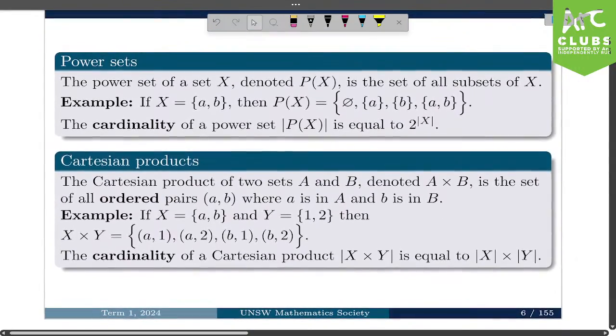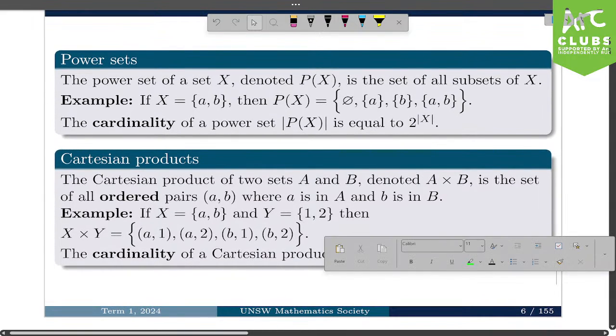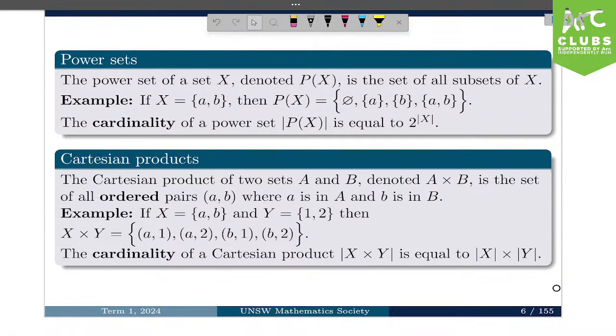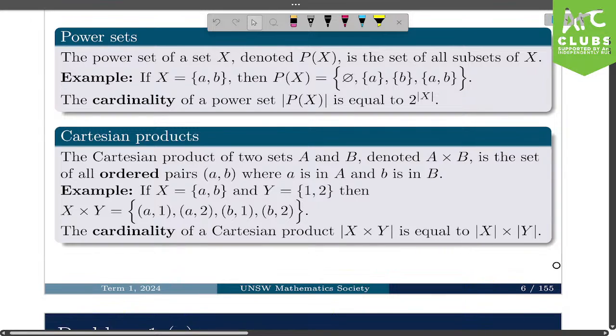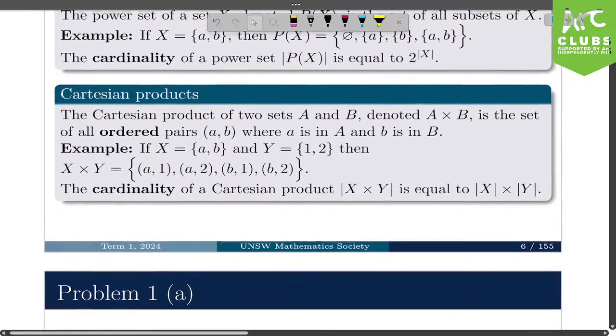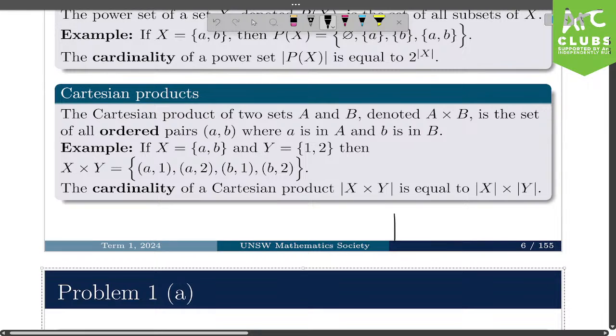Another thing that you might want to know is the Cartesian product of 2 sets. It's denoted A times B, and it's the set of all ordered pairs (a, b), where a is in A and b is in B. As an example, we've got these 2 sets: X has the elements A and B, and Y has the elements 1 and 2. Then the Cartesian product of these 2 sets has 4 elements, 4 ordered pairs: A1, A2, B1, B2. This makes sense since it's a pretty simple operation.